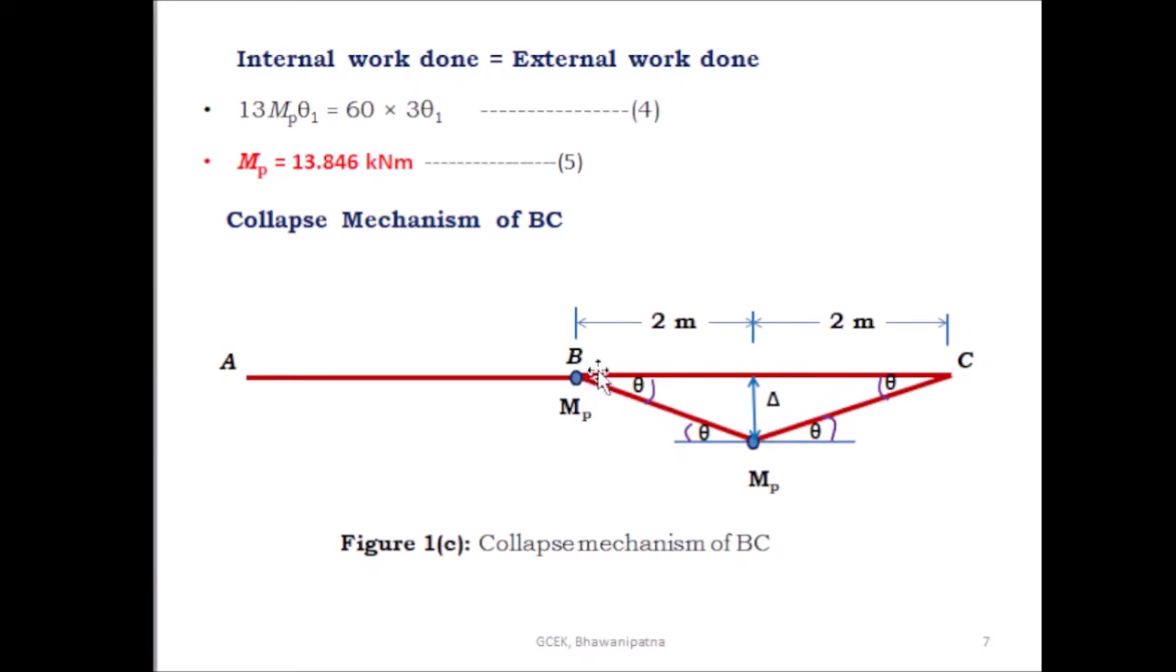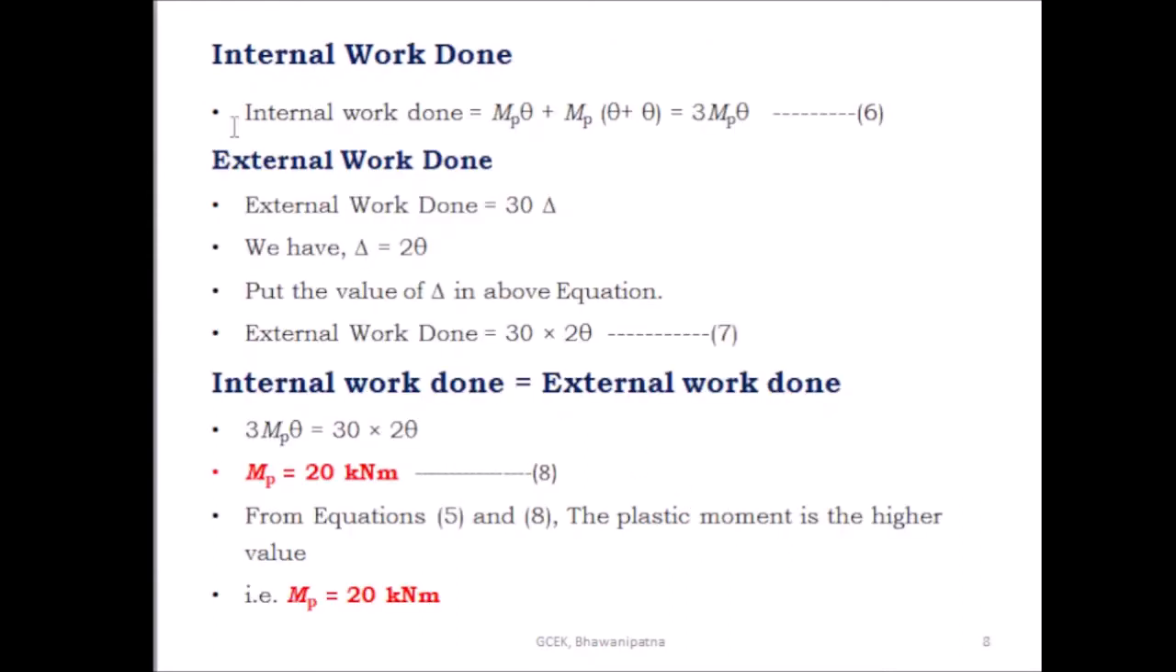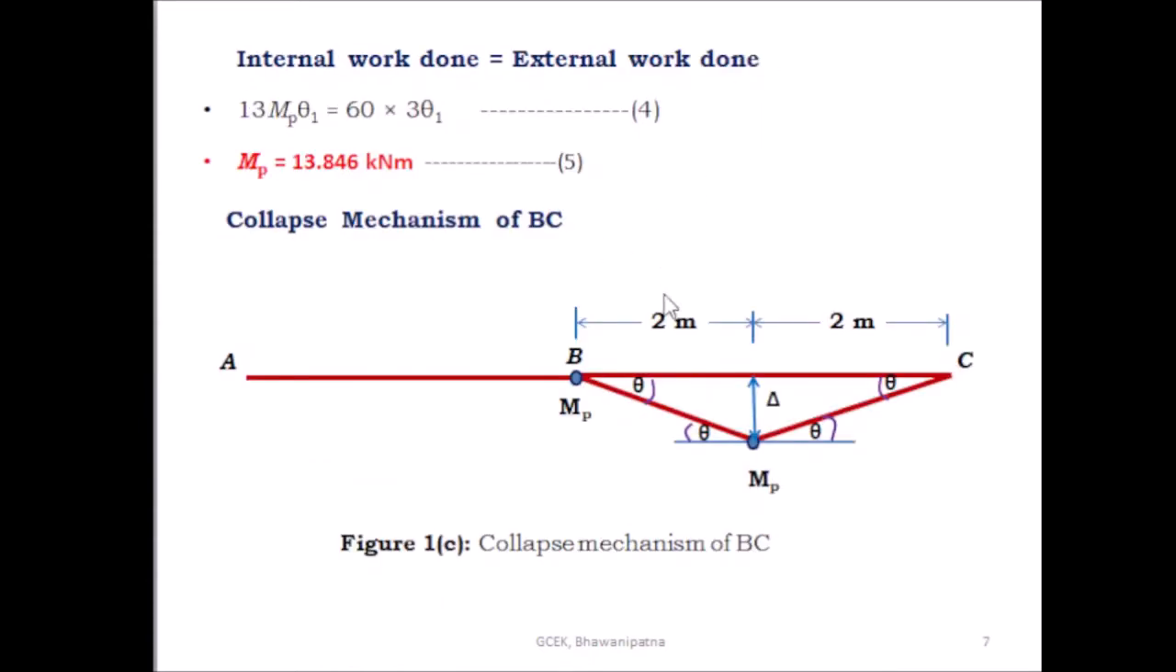Here also you have to find out the internal work done at B and the internal work done under the loading by multiplying the plastic moment and the rotation. At plastic hinge B, the internal work done is equal to Mp into theta, and under the loading the internal work done is equal to Mp into 2 theta. Then the total internal work done is equal to Mp into theta plus Mp into theta plus theta. This is equal to 3 Mp theta. This is the internal work done from the collapse mechanism of BC.